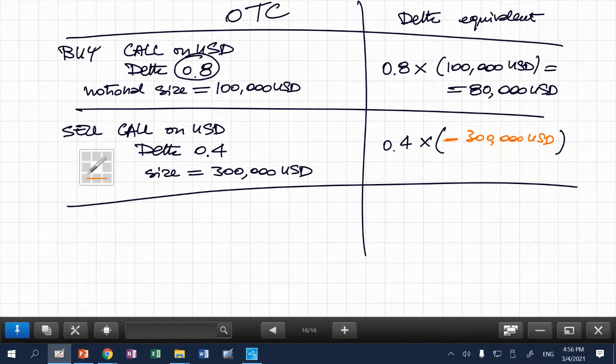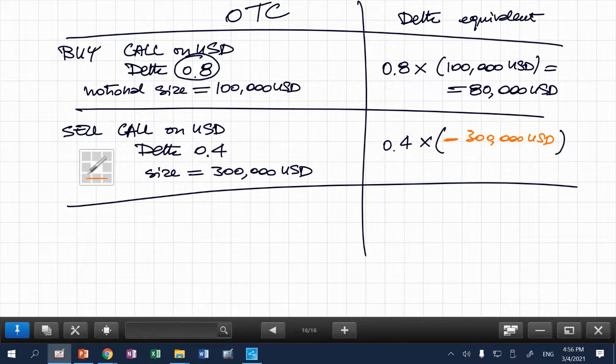Why minus? Because I sell the option. So the position is short the dollar, not long, okay? That's the only part. In the previous case, when you had contracts, we had delta times the number of contracts, where the number was negative if we sell. Here, if we sell, we have a negative notional, okay?